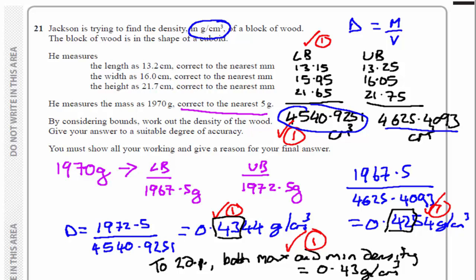Well done if you've worked all the way through the paper. This was the last question, quite a difficult one, worth 5 marks, so it's worth taking 5 minutes to have a go at it. If you didn't know the formula, density is mass over volume. It's going to be really difficult to get any of these marks. And well done for attempting all the questions on the paper.